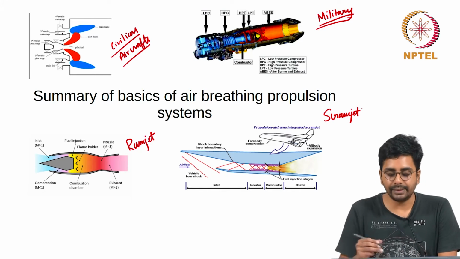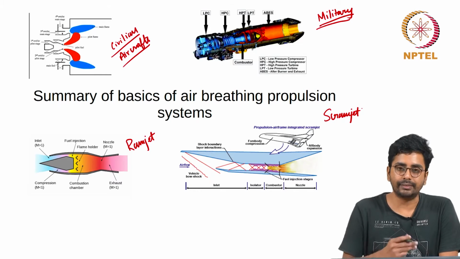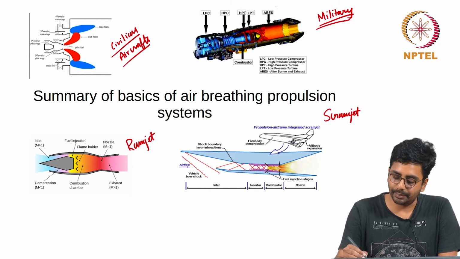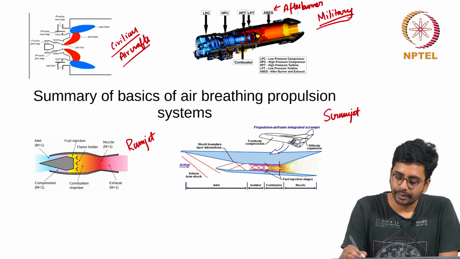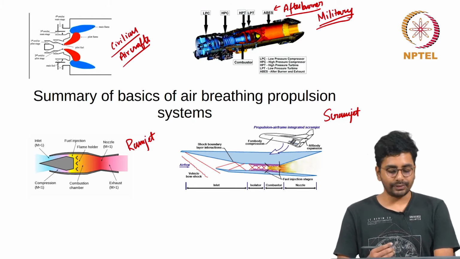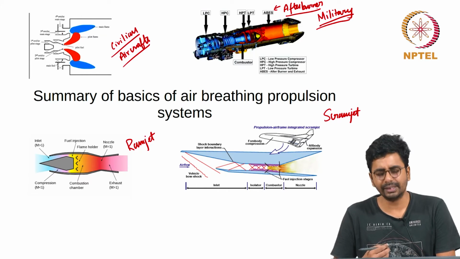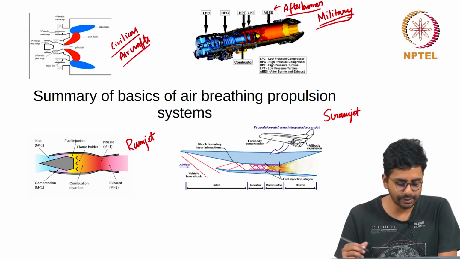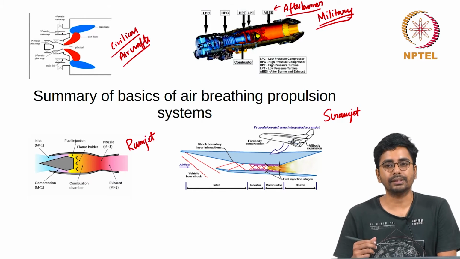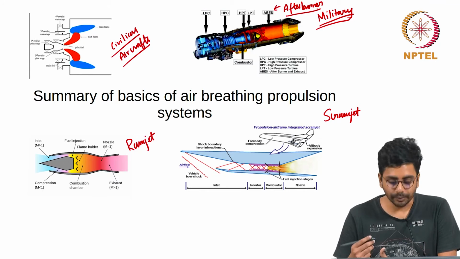Right here you can see the difference between a military gas turbine and a civilian aircraft gas turbine. A military gas turbine has an afterburner. Okay. Another difference is that the military gas turbine engines are low bypass ratio turbofan engines or sometimes just turbojet engines. The civilian aircraft engines are high bypass ratio turbofan engines.